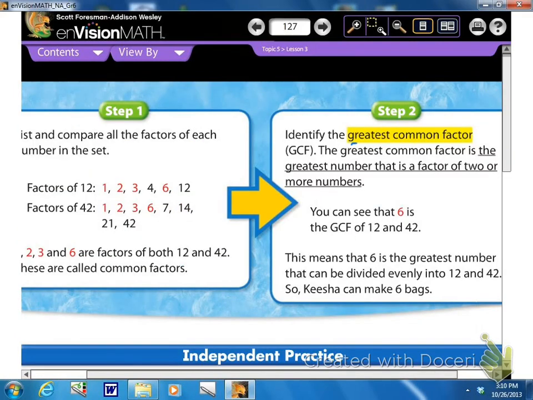All right, so remember, the greatest common factor is what we're looking for, the greatest number that's a factor of both of those two numbers. And you can see that 6 is the largest, or the greatest common factor, of 12 and 42. So this means that 6 is the greatest number that can be divided evenly into 12 and 42. So she can make 6 bags. She can divide those sticks and the glue into 6 different bags evenly. That would be your answer.